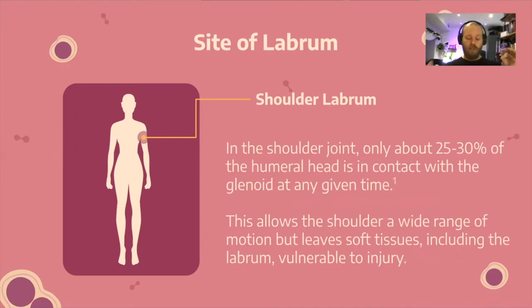A particular statistic I saw that I thought was really interesting. So if you look at the ball in the socket, only about 25 to 30% of the humeral head is in contact with the glenoid at any given time. So in other words, of the ball in the socket, only about 25 to 30% of the ball is in contact with the socket at any given time. So about 70 to 75% is not in contact. And again, most of the joint is not in contact with the other side of the joint. Again, it's so reliant on the soft tissues around it to stabilize it. And again, that's what makes the joint capable of all these wild motions. It also makes it uniquely vulnerable to stability issues.